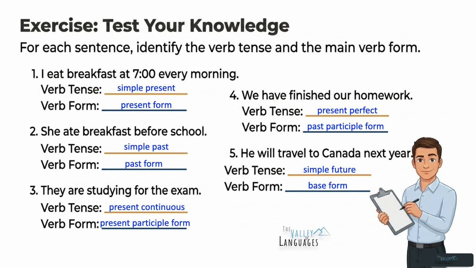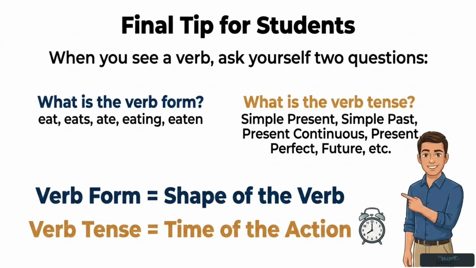As we wrap up today's explainer, I really want to leave you with this one golden rule. Whenever you see a verb in English, train your brain to ask 2 totally separate questions. Question 1, what is the verb form? Is it eat, eats, ate, eating, or eaten? And question 2, what is the verb tense? Is the time simple present, simple past, present continuous, present perfect, future, or something else?